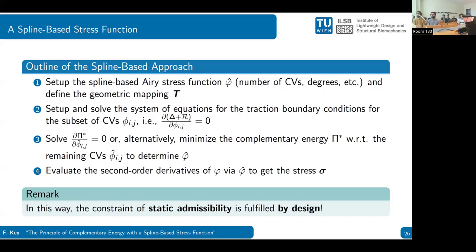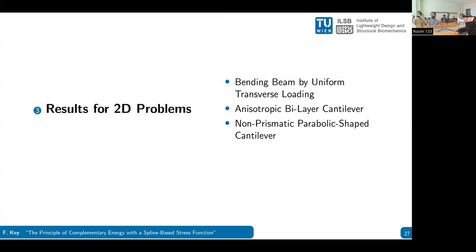Are there any questions regarding this approach? Okay, if that's not the case, I'll finally show some results. Most interesting part, maybe.